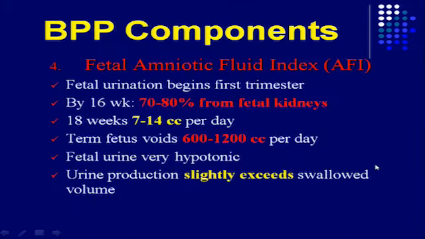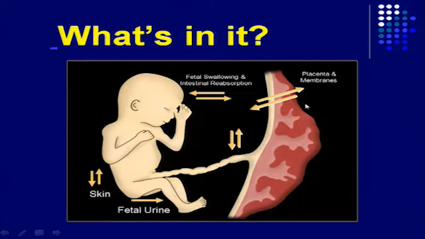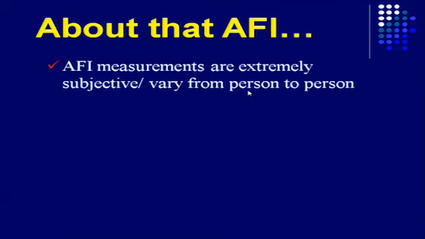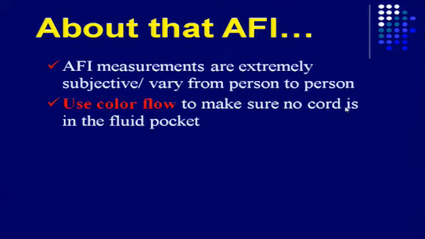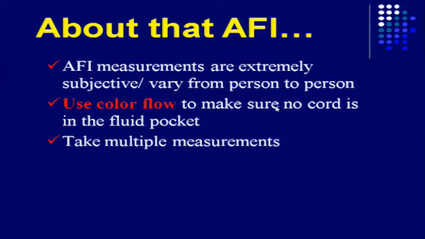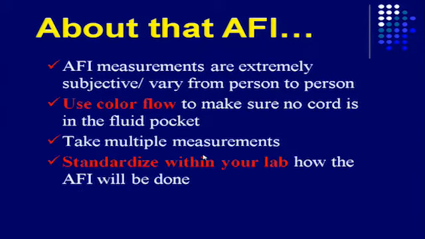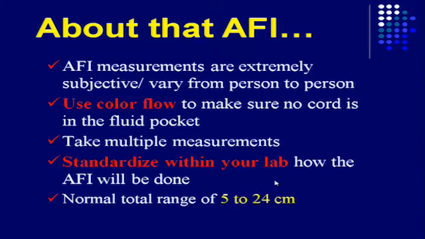All right, and then the amniotic fluid. So fetal urination, again, begins in the first trimester. By 16 weeks, 80% is from the kidneys, and then it's also coming from the skin, the urine, the placenta, the GI tract. So for the AFI, make sure you use the color or turn up your gain. Make sure no cord is in your fluid pockets, and standardize it within your labs.